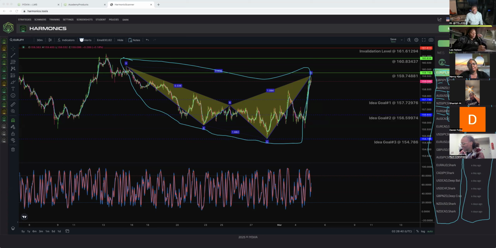So step number one, somebody let me know. Unmute yourself. What was step number one? Start on the M30 time frame. And if not the M30, what's the order of other time frames that we use? M15 and then a 1 hour. Perfect.